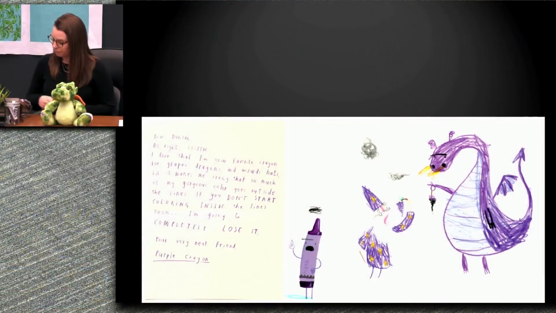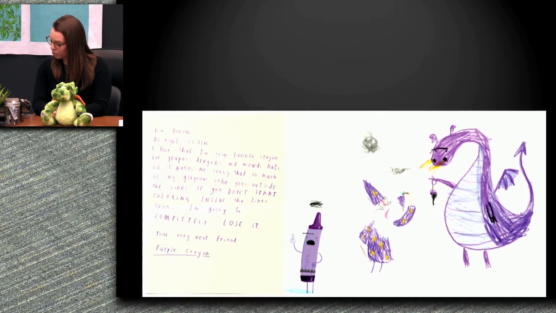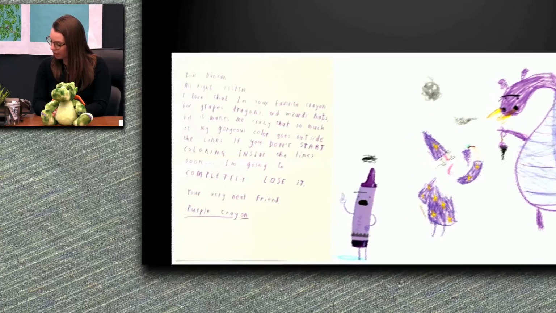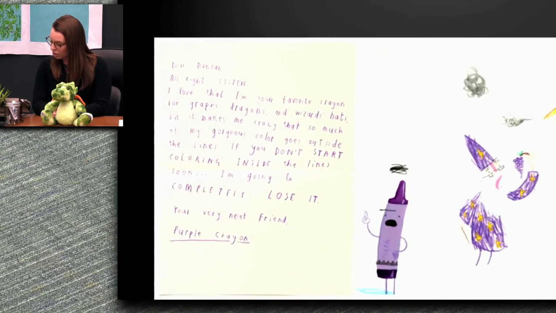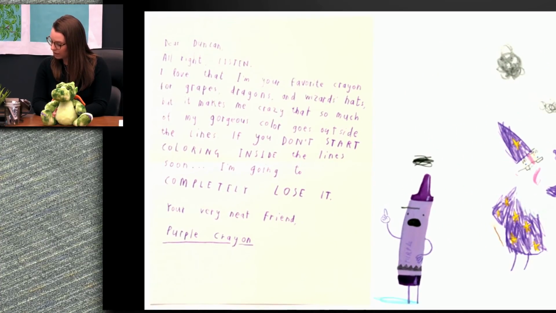Let's look at Purple Crayon. Dear Duncan, all right, listen. I love that I'm your favorite crayon for grapes, dragons, and wizards' hats, but it makes me crazy that so much of my gorgeous color goes outside the lines. If you don't start coloring inside the lines soon, I'm going to completely lose it. Your very neat friend, Purple Crayon.